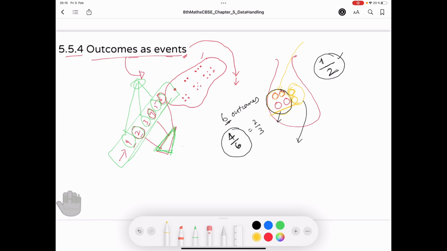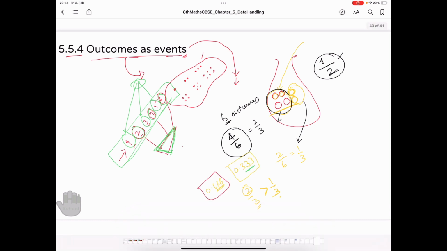For the probability of getting a yellow ball, which is also an event, how many yellow balls are there? 2 yellow balls. And how many total outcomes? 6. So the probability of getting a yellow ball from this bag of 6 balls is 2 divided by 6, which is 1 by 3. Which has more probability? 2 by 3 is greater than 1 by 3, because the denominator is the same and the numerator is bigger. 2 by 3 is close to 0.666 and 1 by 3 is close to 0.333.